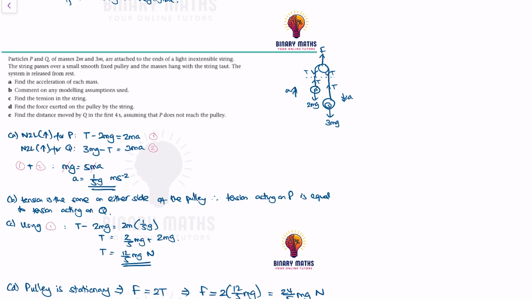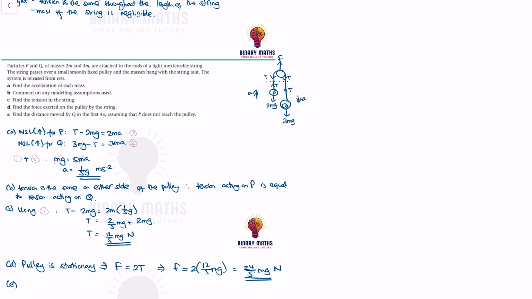E, find the distance moved by Q in the first 4 seconds, assuming P does not reach the pulley. So that means we have to set up a SUVAT. We're trying to find the distance, so that is a question mark. Initially released from rest, so 0. Final speed, we don't know. Acceleration is 1/5 g. And time is the first 4 seconds, so 4.